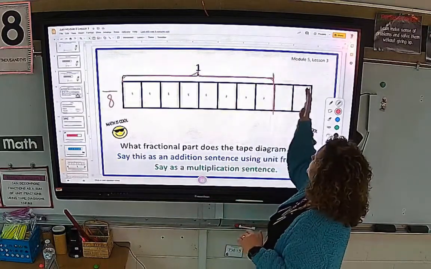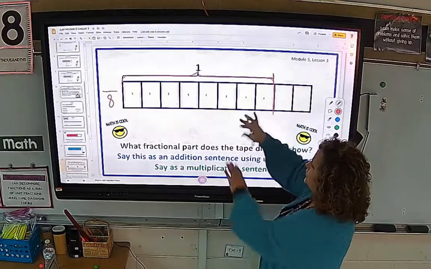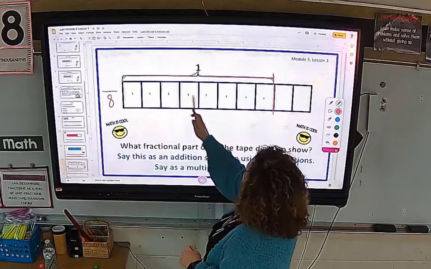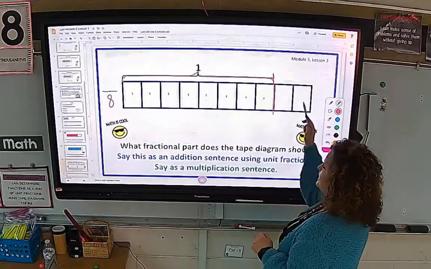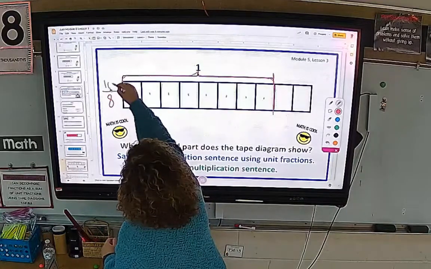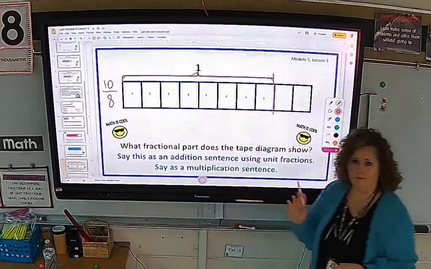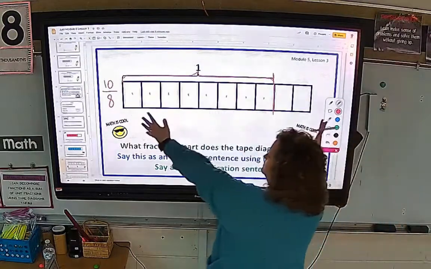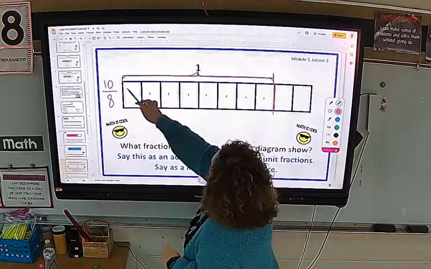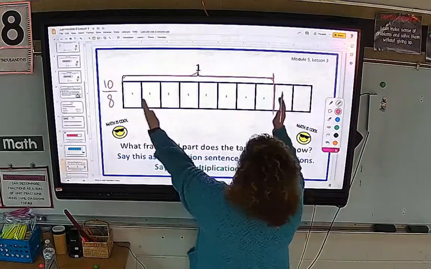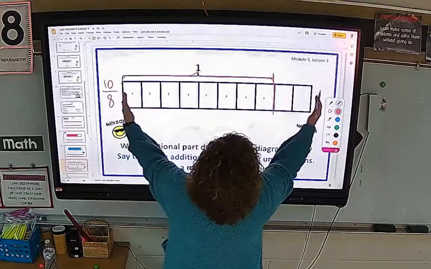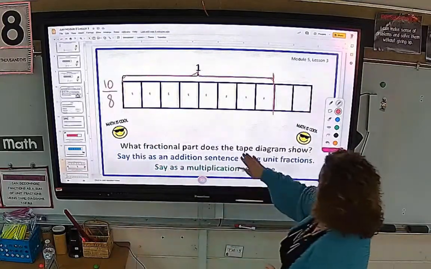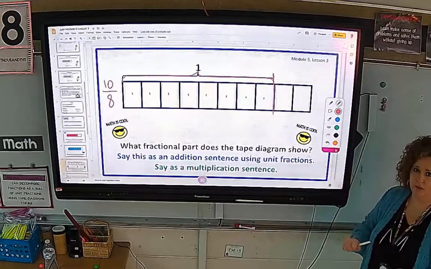Now, there are 2 extra pieces here. So if we have all of it, how many do we have? We have 1, 2, 3, 4, 5, 6, 7, 8, 9, 10. We have 10 eighths. Okay? We have 10 eighths. We're assuming that we have it all. There are 8 pieces in the 1 whole, so that's our denominator, and we have 10 of them. Those 2 extra pieces make 10. So there we go. That is what our tape diagram is showing.